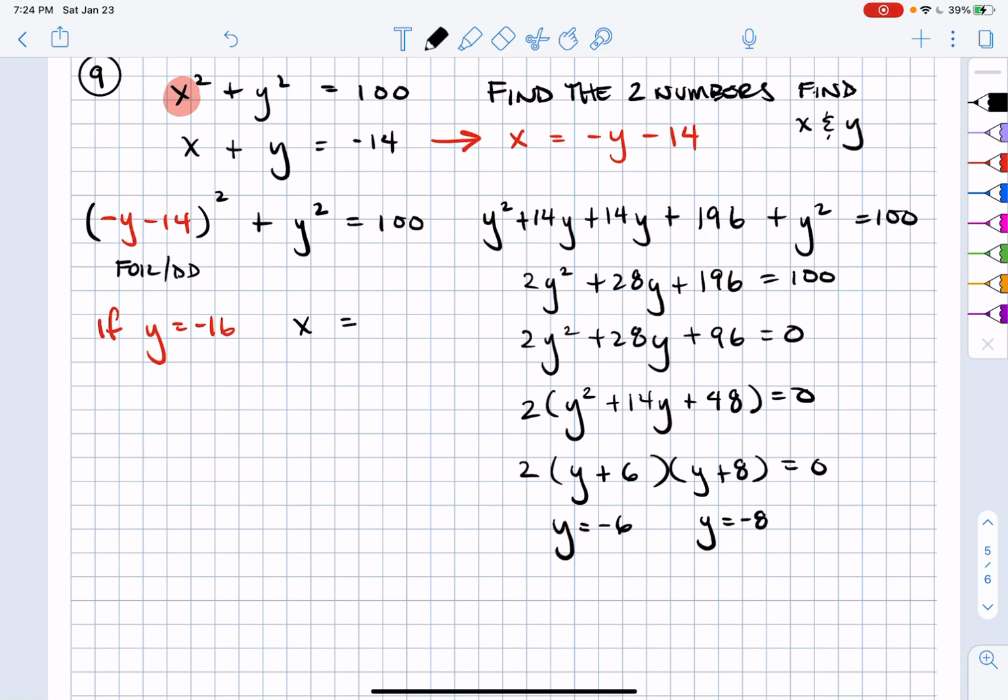Why did I get 16? Sorry. If y equals -6, I got too excited, and x would equal -8. And if y was equal to -8, then x would equal -6, right? So it doesn't matter which y it is. The bottom line is that x would be the other number. So no matter how I look at it, I'm just looking for the two numbers, right? So I don't actually have to be specifying which one is x, which one is y.